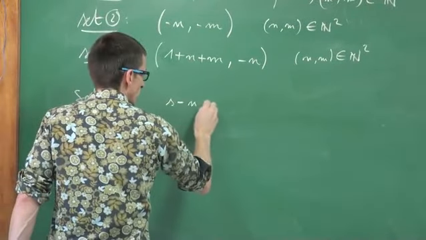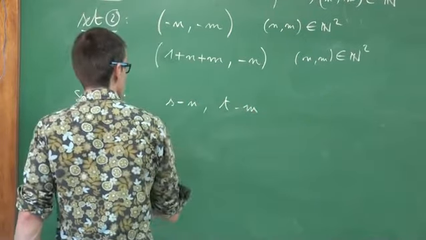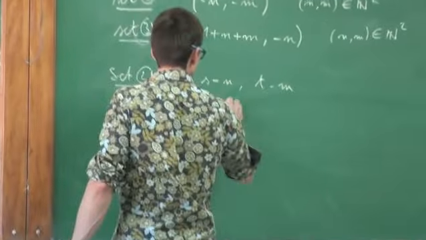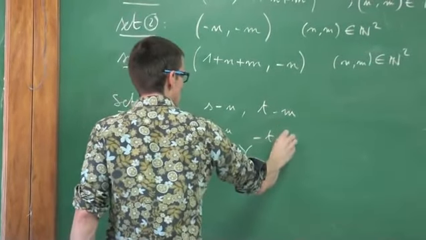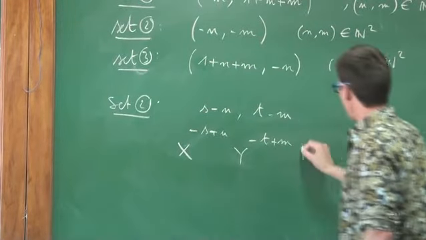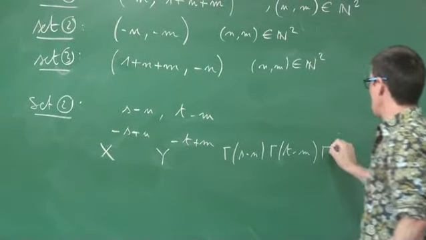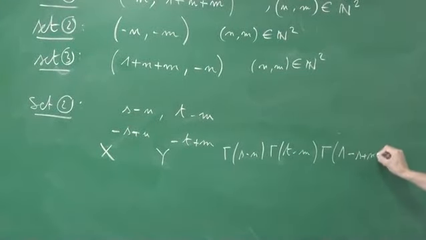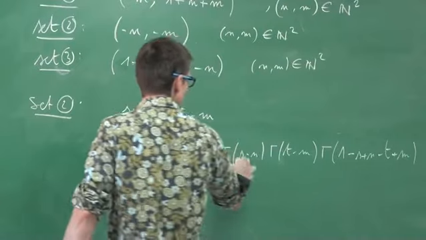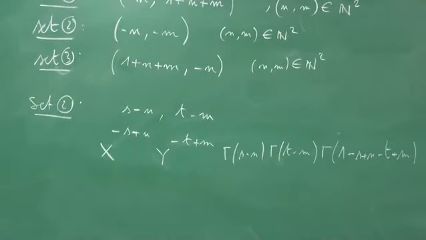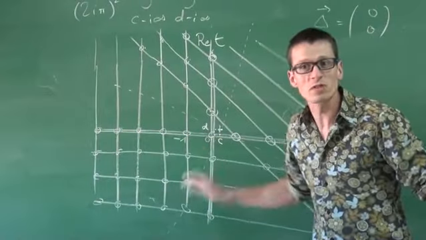We do this change of variable. So in the one here, you find x to the power minus s plus n, y to the power minus t plus n, gamma of s minus n, gamma of t minus n, gamma of 1 minus s plus n minus t plus n. Okay? Now, these objects are singular, of course, because this is the singular structure of this set.